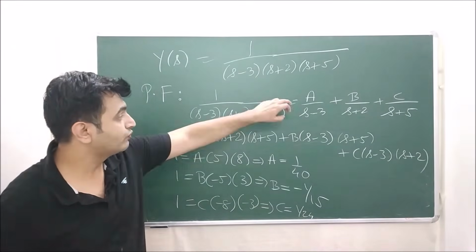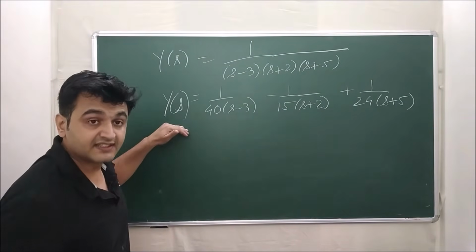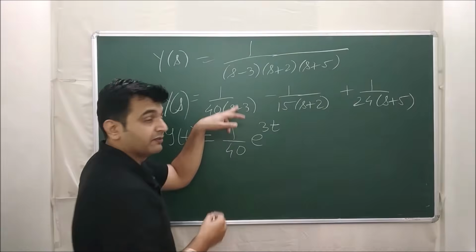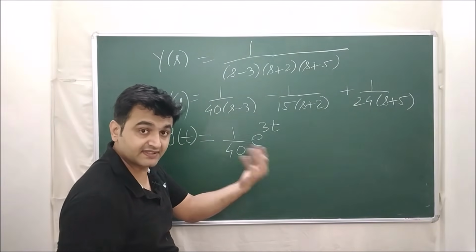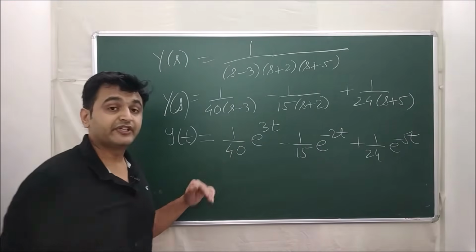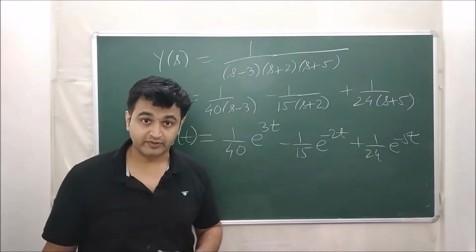Now putting these values over here, this is what you have. Now you take the Laplace inverse. 1 upon s minus a, its Laplace inverse is e raised to at. So this is the particular solution for the given initial value problem.